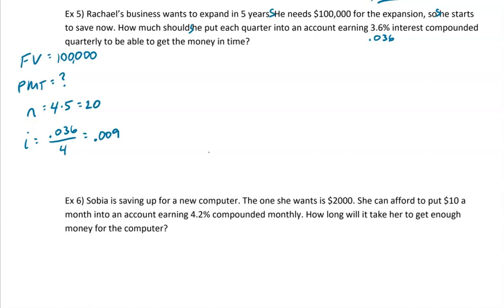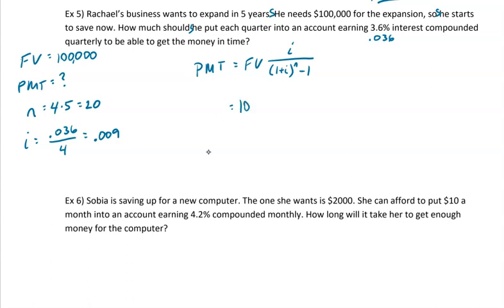All right, we are looking for payment. So let's go ahead and write down that formula. Payment equals FV, then I over 1 plus I to the nth, minus 1. And let's start plugging in everything.